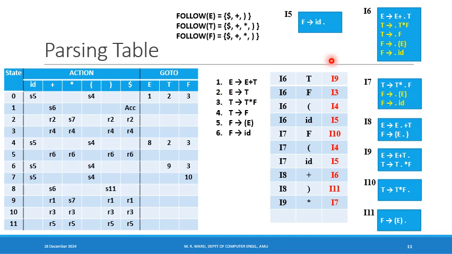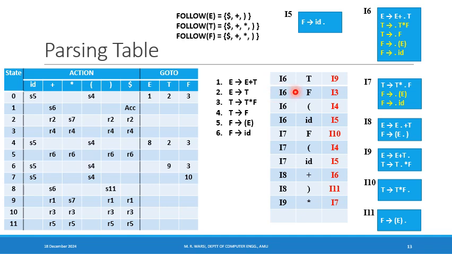Let us now move on to state number 6, and first consider the transitions from state number 6. From state number 6 on capital T, we are going to state number 9. It is a transition on a variable, so it will give rise to an entry in the go-to region of the parsing table. So 6 comma capital T will be 9, and you can see here that 6 comma capital T is 9.